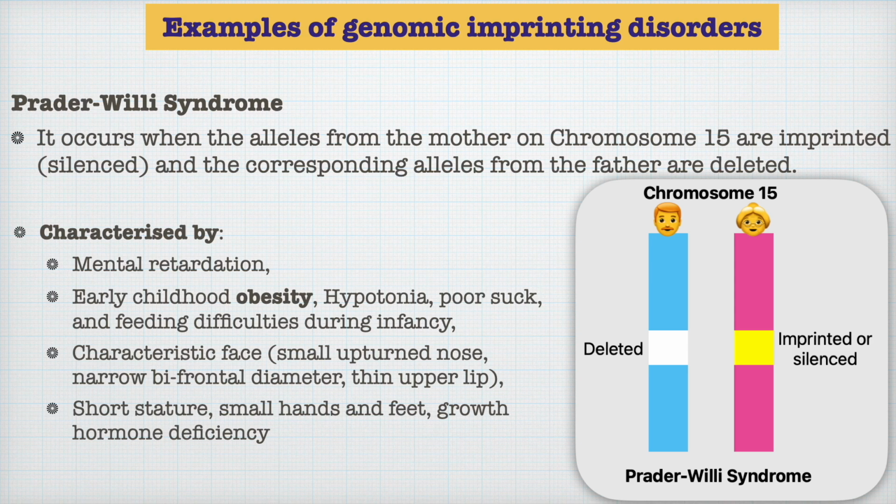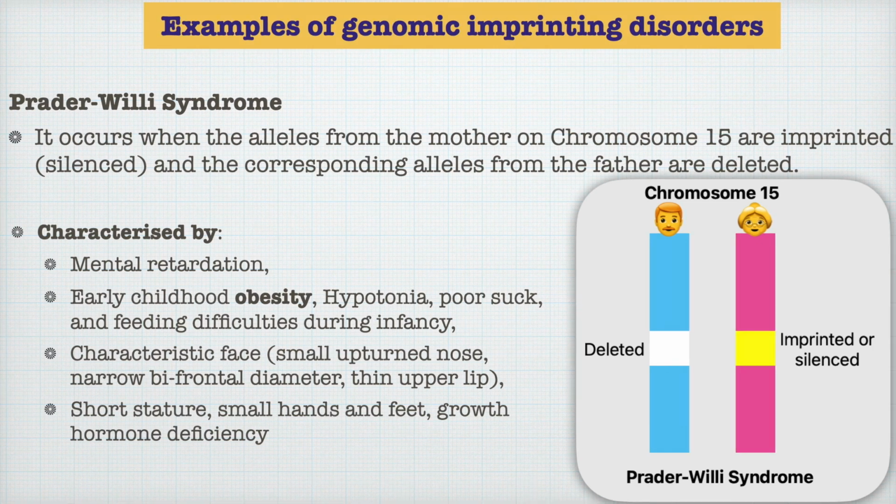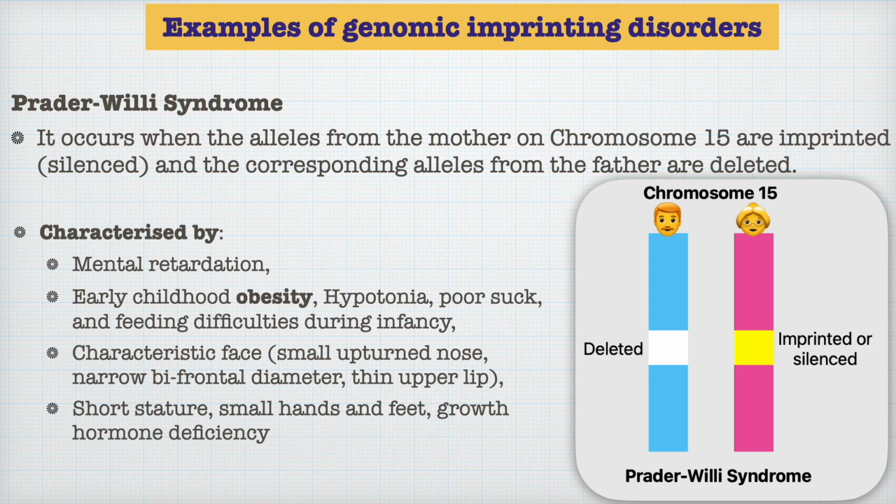With one allele silenced and the other deleted, the zygote has no genes left to make the essential protein. This situation brings in a significant clinical condition. It results in mental retardation, impaired language skills, early childhood obesity, feeding difficulties during infancy, characteristic face like small upturned nose, thin upper lip, short stature, small hands and feet, and growth hormone deficiency.